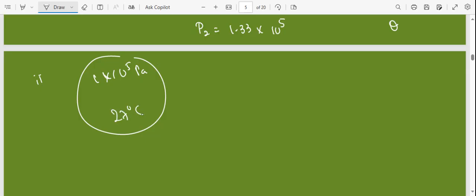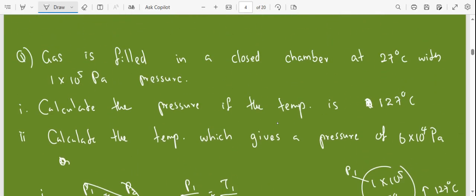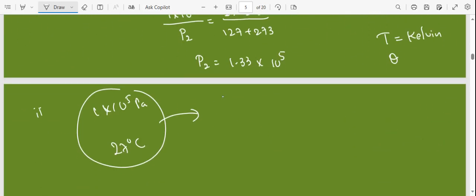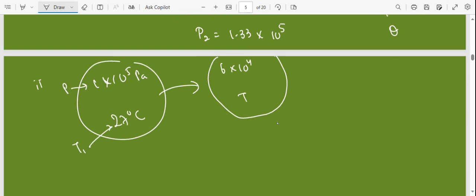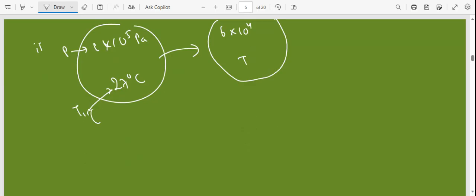The temperature was 27 Celsius, right? So what do you have to do? We have to reduce the pressure up to 6 into 10 to the power 4. Okay, so we have to find the new temperature, right? So again, this is P1, then this is T1 in Celsius once again, right? So then this is the P2, and we have to find the temperature T2, right?